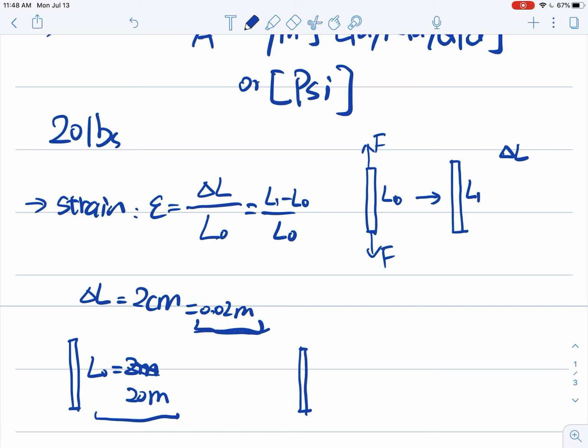And another extreme example: what if the original length of this bar, L0, is only 10 centimeters? Now if you compare the change of length, 2 centimeters, with the original length, 10 centimeters, the change of length is about 20% of its original length. Under this condition, the deformation is significant. That's why only looking at the change of length, delta L, would not tell us enough information about the deformation of a material under certain stress. That's why we need to use the concept of strain to describe the intensity of deformation.